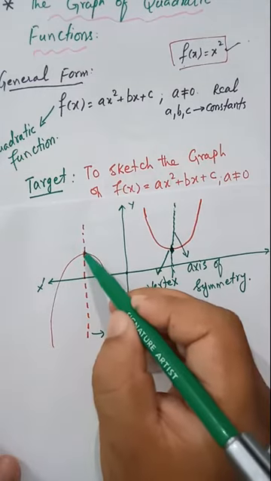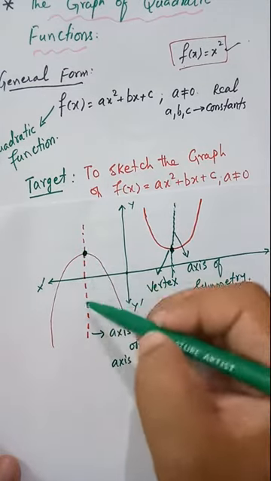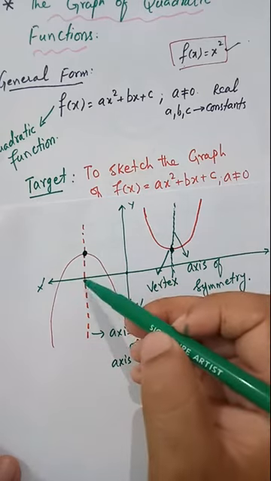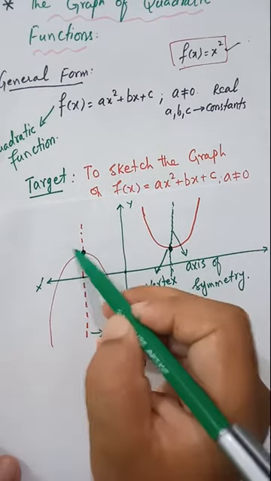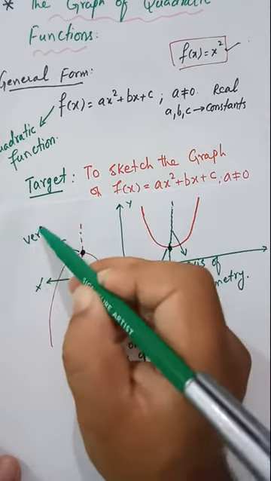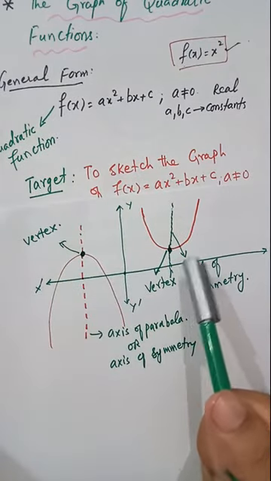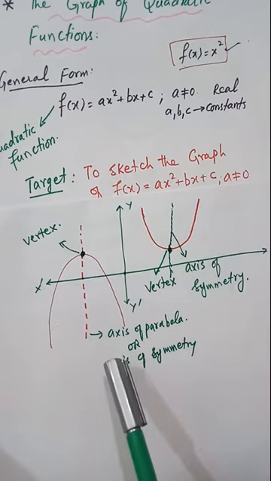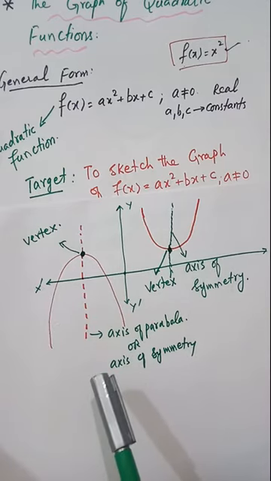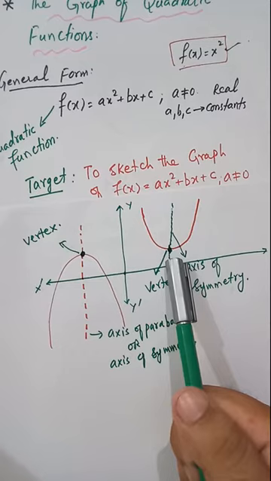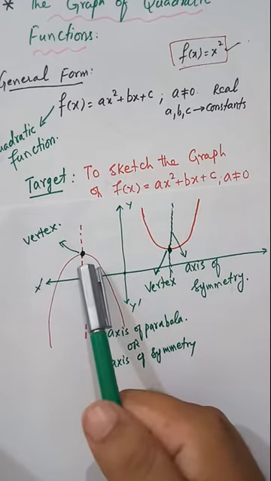And this point, which is the highest point from which the axis of the parabola is passing, is called the vertex. So you see that in this case the branches open upward, and in this case the branches open downward, and this is the lowest point of the parabola and this is the highest point of the parabola.